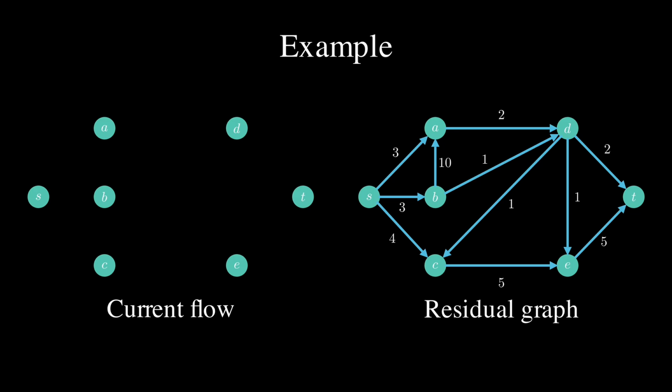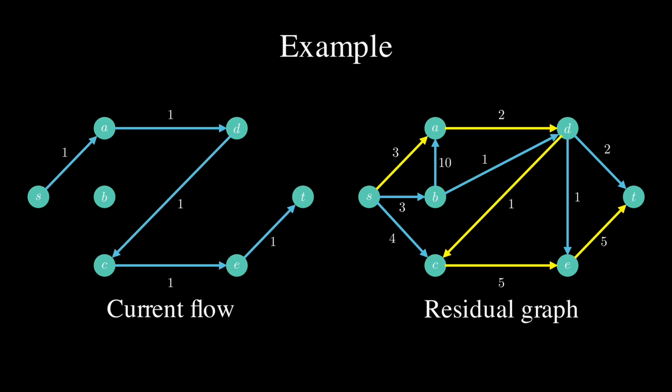The flow of each edge is initialized to 0, so the residual graph is the original graph. We begin by finding an augmenting path. The minimum capacity of the edges in this path is 1. Thus, we increase the flow of each edge in the path by 1. Since the flow of these edges have changed, we need to update the residual graph. Since the capacity of edge SA is 3 and the flow is 1, we create a forward edge with residual capacity 2 and a backward edge with residual capacity 1.